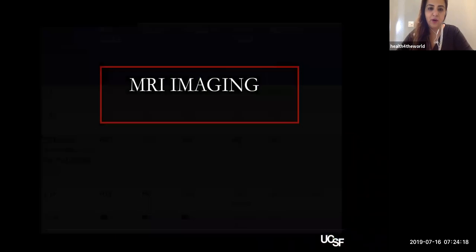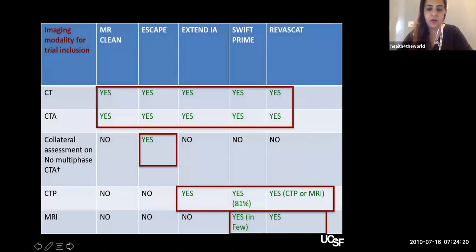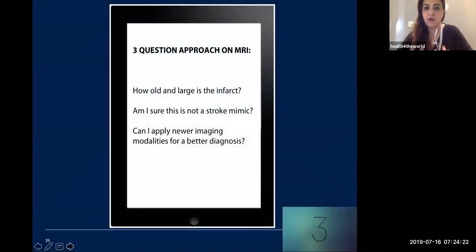Next, moving on to MR. With MR, we can have a 3-question approach. First is, how old and large is the infarct? Second, which is a very important question, is, am I sure this is not a stroke mimic? Because you will see stroke mimics all the time. And you might be the first person to tell the neurologist or the neurosurgeon that, I don't think this is a stroke, this is something else. And the third is, can I apply newer imaging modalities for a better diagnosis?